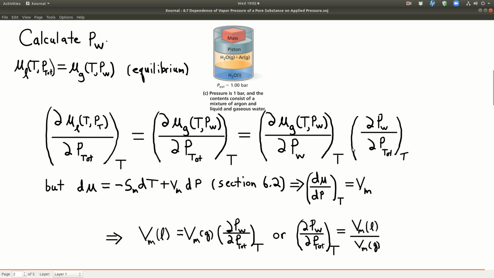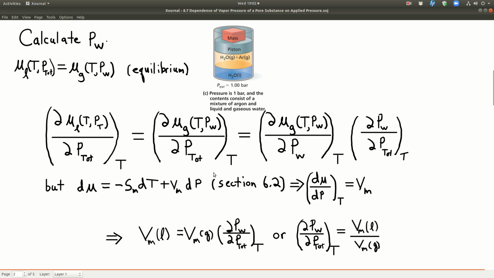Now we know from section 6.2 that d mu, the chemical potential, or dG, same thing, is equal to negative molar entropy dT plus molar volume dP. If we set temperature constant, dT is 0, so this term goes away, and divide through by dP, we get d mu, the chemical potential, dP at constant T is equal to just the molar volume.